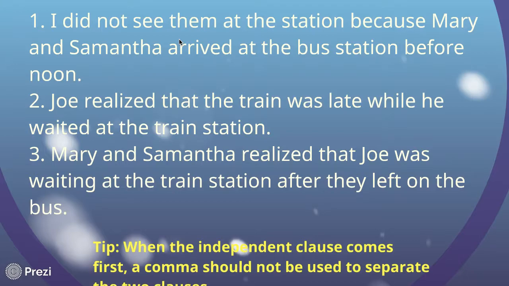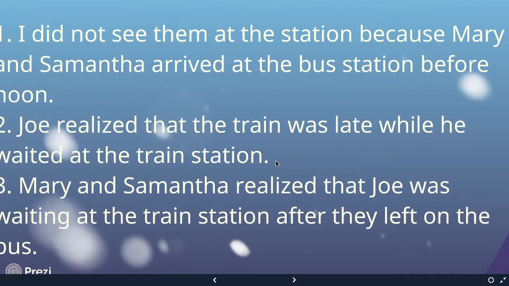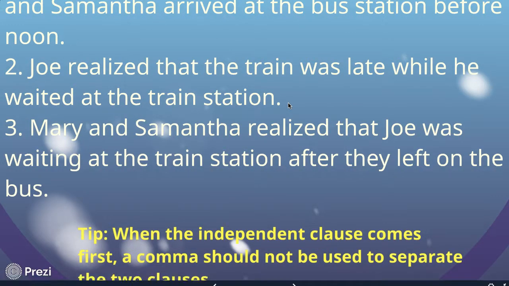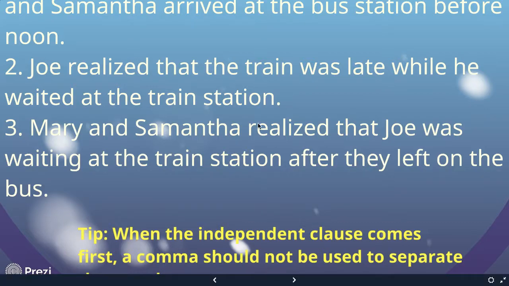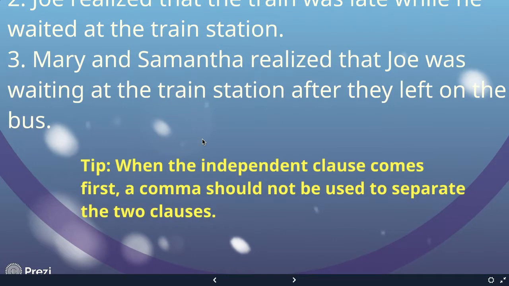So, Joe realized that the train was late, independent clause. While he waited at the train station, dependent clause. Two go together, no comma. Mary and Samantha realized that Joe was waiting at the train station, dependent clause. Oops. After they left on the bus, that would be the dependent clause. No comma in between the two. So then down here at the bottom, as we said, when the independent clause comes first, a comma should not be used to separate the two clauses.